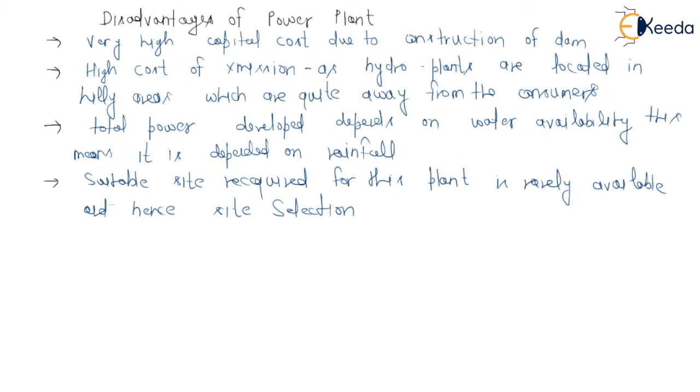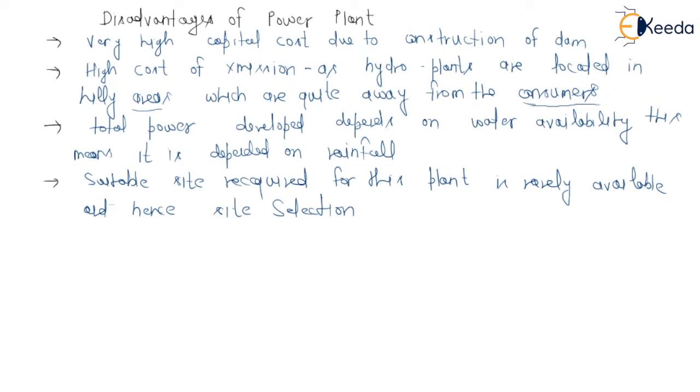Now coming to the disadvantages of the power plant. The first point is very high capital cost due to construction of the dam. It is very important, because the cost involved in making any dam is very high. The next point is high cost of transmission, as hydro plants are located in hilly areas, quite far from the consumer. Consumers mostly live in cities. So this is the drawback.